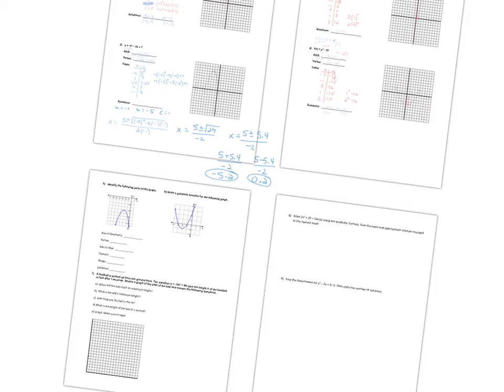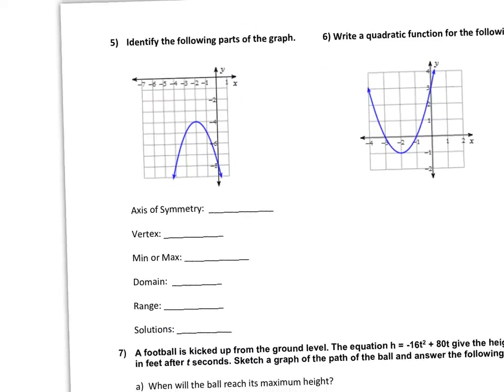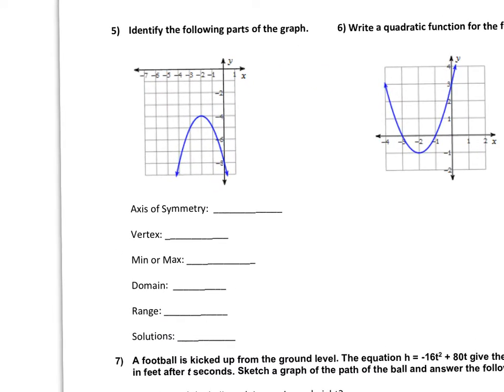All right, number 5. Okay, a little review here. Okay, so my axis of symmetry will be what cuts it right in half. So that would be negative 2 is where it's getting cut in half. So x equals negative 2. My vertex will be the highest point here. So this is the highest point. So it's negative 2, negative 4. It is a maximum point.